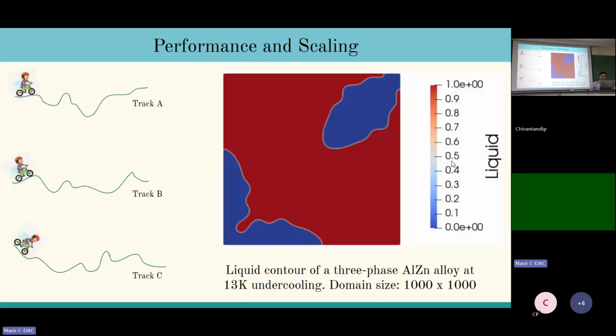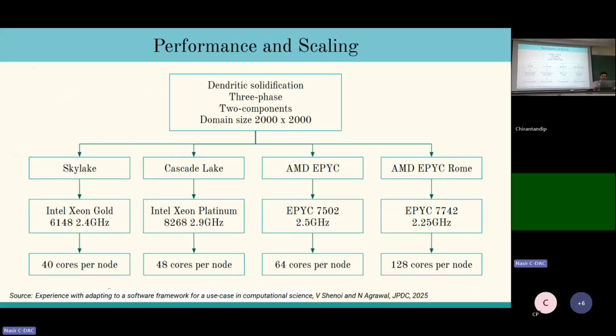Okay, so let's say we create something from the parser and now we have simulations. We want to see how our simulations have performed if we increase the number of processors. The performance and scaling that I've done is for a 3-phase AlZn alloy on a 1000 cross 1000 domain, and we'll see how it performs under different conditions. This part is from the paper that I've mentioned below.